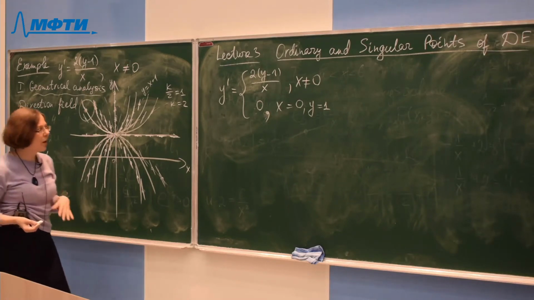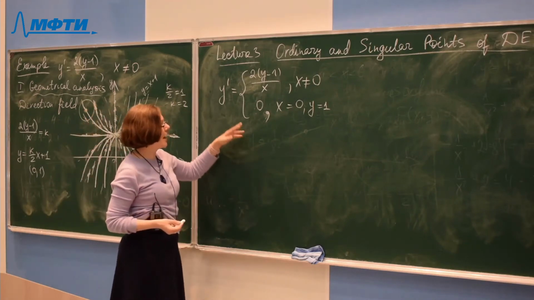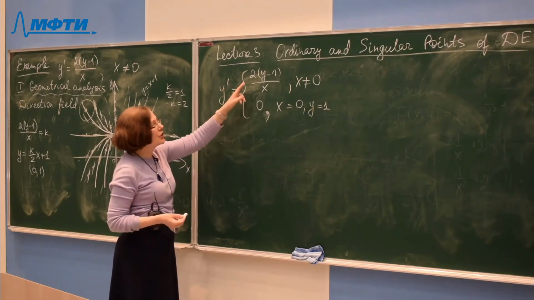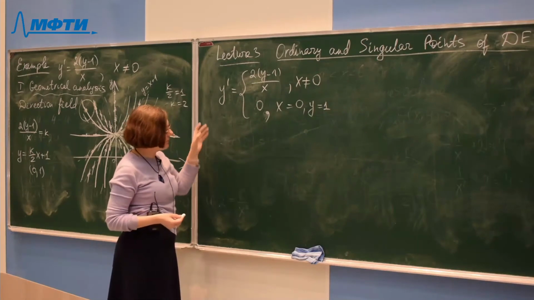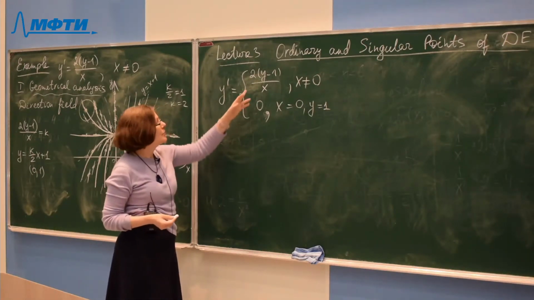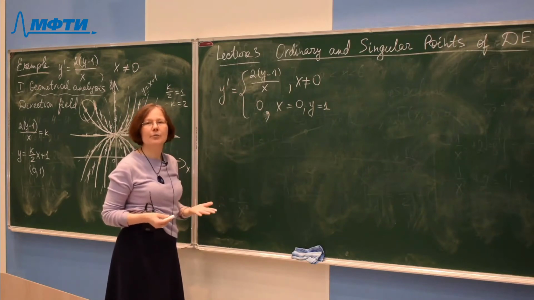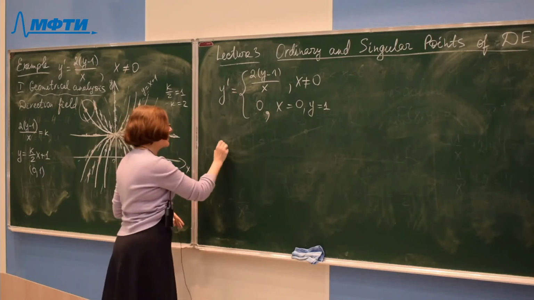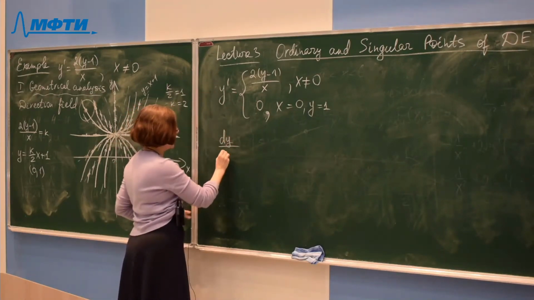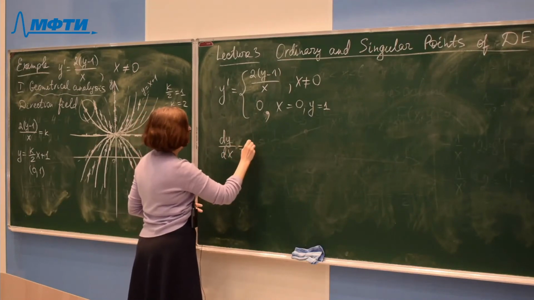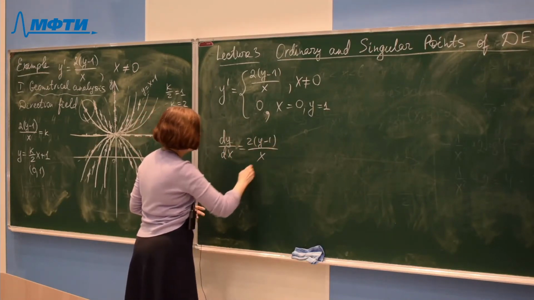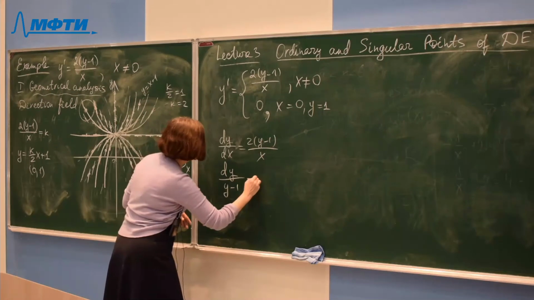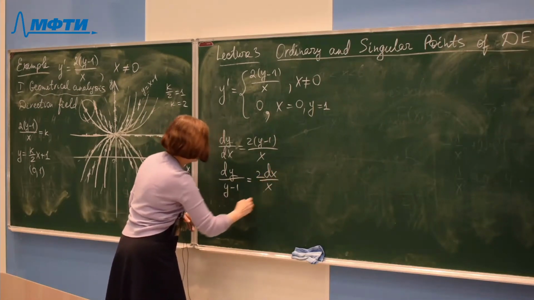Okay, before I give the exact definitions of these notions, I will show the exact solution of this. This differential equation can be solved explicitly, because it is a separable differential equation. Let's do it. Let's separate variables and represent this as dy over dx equals 2 times (y minus 1) over x. Then separate variables, and we will get dy over (y minus 1) equals 2 dx over x, and then integrate.